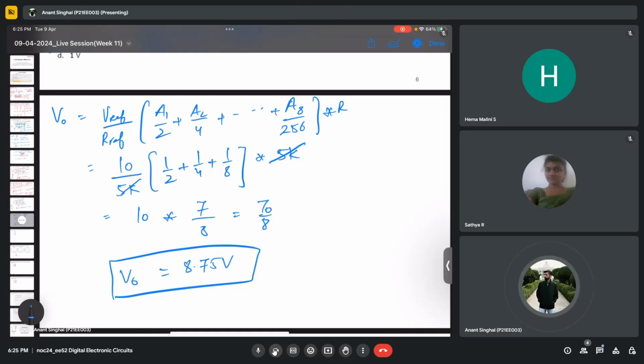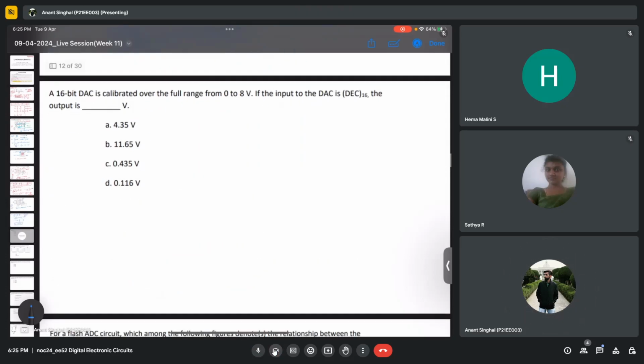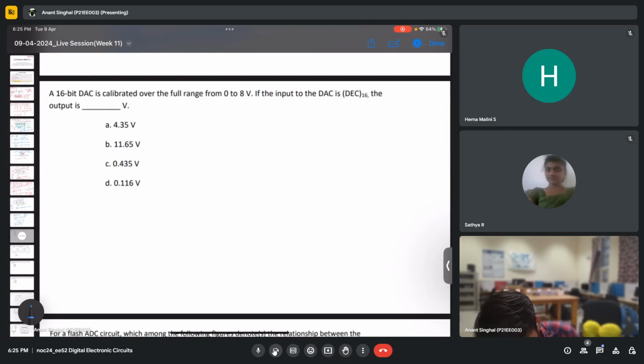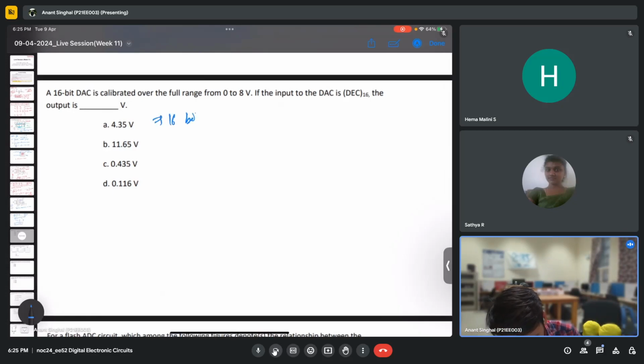Let's move forward if it is clear. Now again, this is a question. It is given that this is a 16-bit DAC having a full scale range. So this is known as FSR or VFSR of 0 to 8 volts. That is 8 volts as a full scale range. If the input to the DAC, so V in, is given as DEC16, then we need to calculate the output.